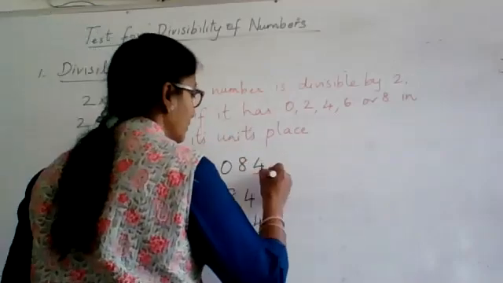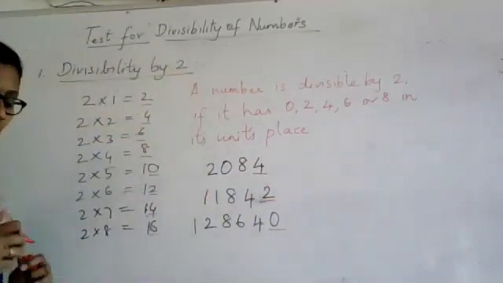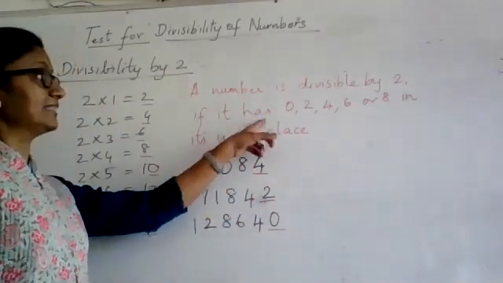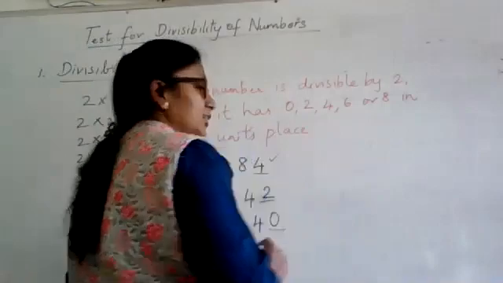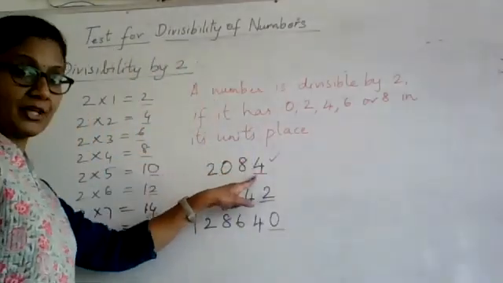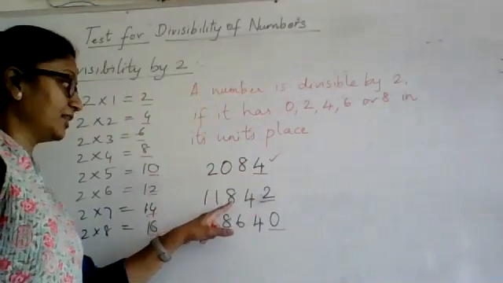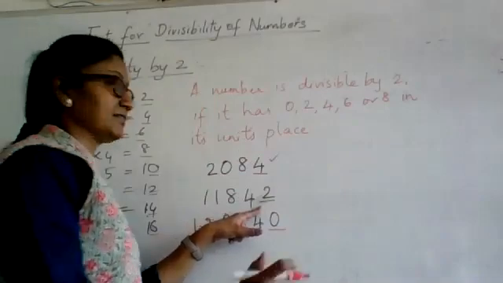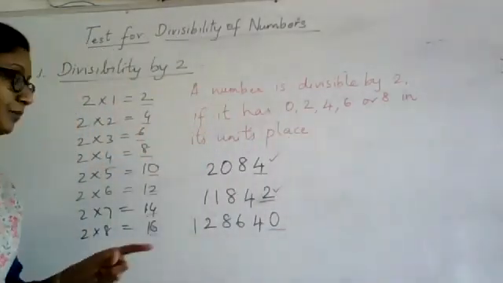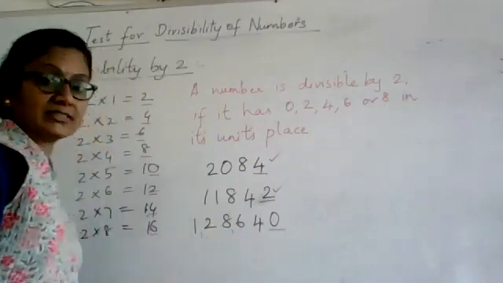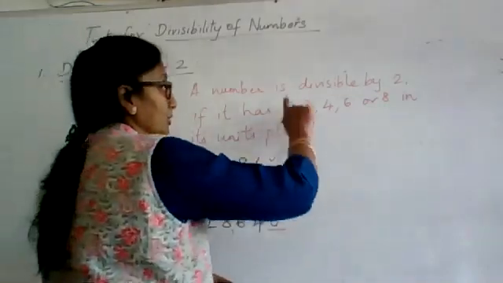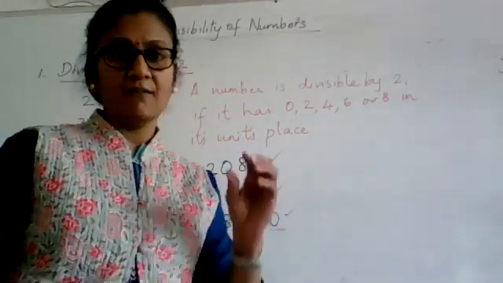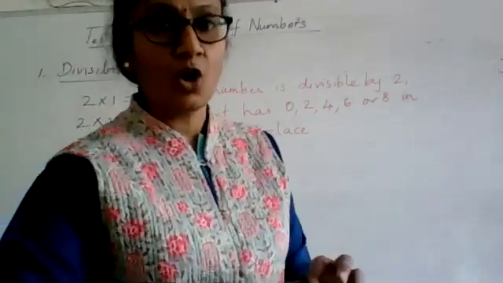Now I will go and underline the ones place. Now what's there in the ones place or the units place of the first number? It is 4. So by this condition, can I say this number is divisible by 2? Yes, because it has got 4 in the ones place. What about this number 11,842? It is ending with 2. So is it allowed that the number is divisible by 2? Yes, it is divisible by 2. Now look at this number, it is 1,28,640. It is ending with 0. So is the condition satisfied? So for all the three numbers, even without doing the actual division, we are able to say whether it is divisible by 2 or not.